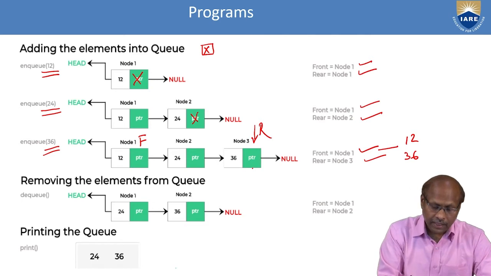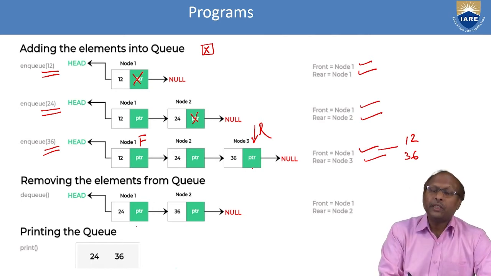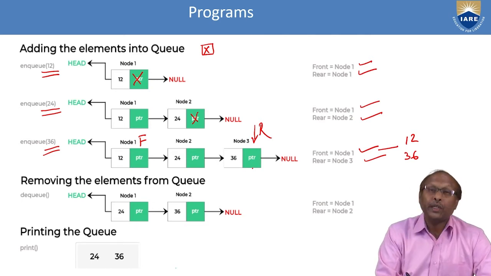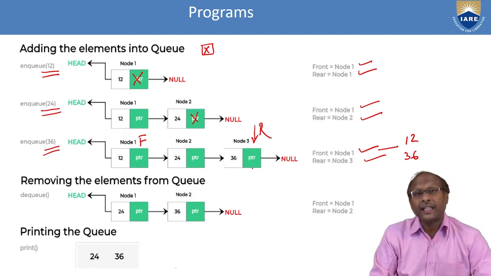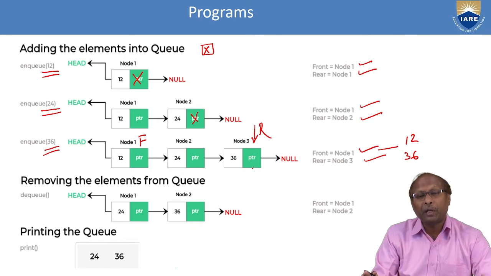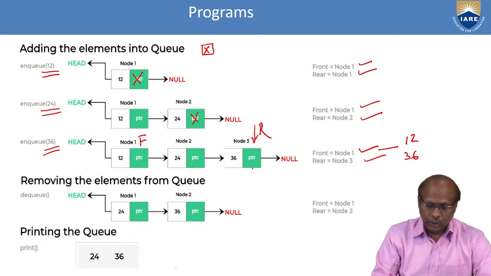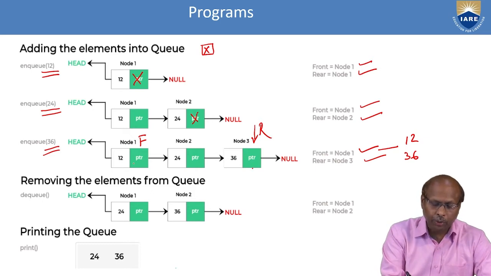Fine. Similarly, remove. Remove means DQ. If you want to remove, which one do you have to remove? You cannot remove in the middle or from the last, because the nature of the linear queue is that you always have to follow a principle: first in, first out. Whichever element is available at the front part, that you have to remove. Now here in the front part is 12. So when I say remove, you can remove only the 12, the first node.